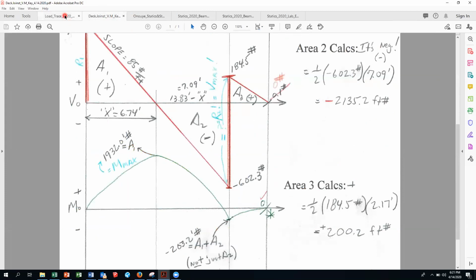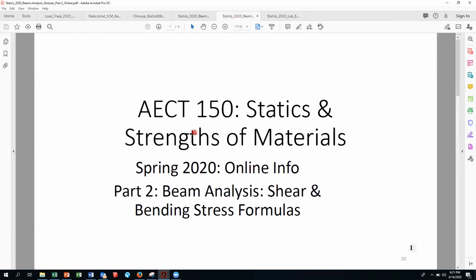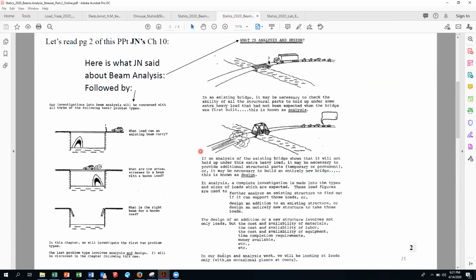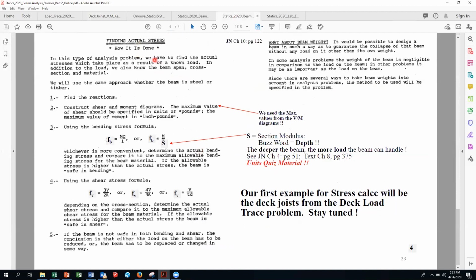Okay. Now what we're going to do is talk about the stress calcs. And this is what we talked about. You have this online, the shear and bending stress formulas. And what JN does is he gives you the step-by-step, how it's done. So you want to save this for structural theory, because Mr. H is going to go over this right off the bat. I think he gets about a week and a half or 2 weeks of statics review, mainly units, and then he's right into beam analysis.